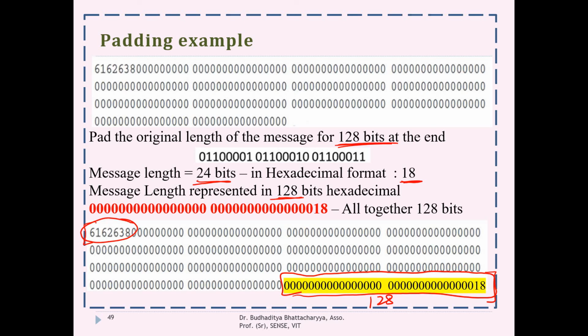Yes, we have to put a 1, and padding has a property. I'll tell you that after this example also. Padding has a particular property. In MD4 also I told you, it's very easy actually. The first bit should be 1 and the rest will be all zeros.